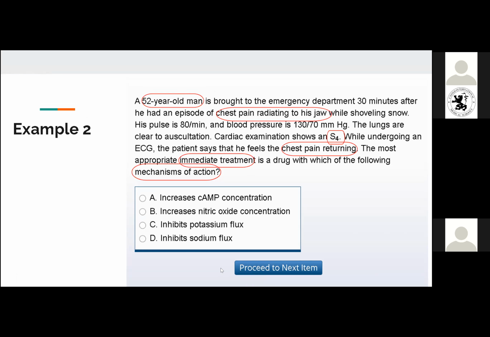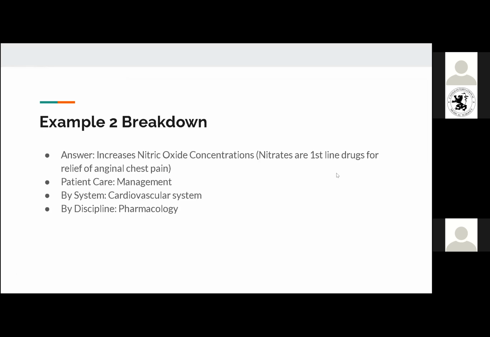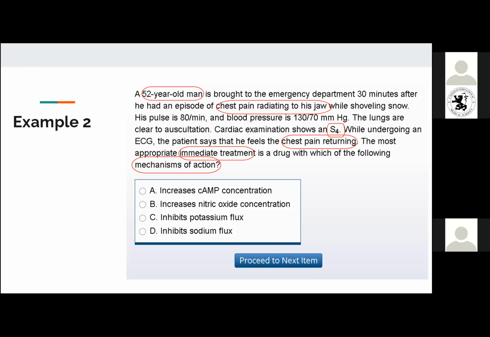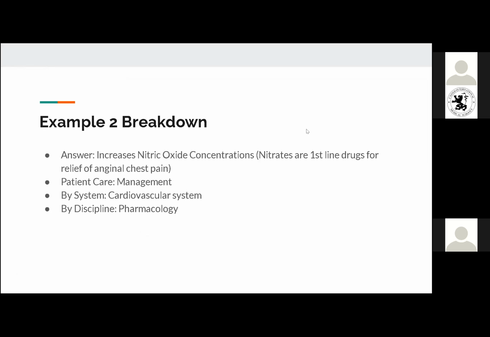Yeah, so the answer is B. So this is nitrates. So for example, sublingual nitroglycerine, which is the first line agent for treatment of chest pain. This patient probably has an MI, and then right now he has returning chest pain. So you have to give him something to relieve the pain. And the way that you do that is through nitrates. And the way that nitrates work is by increasing nitric oxide concentration.